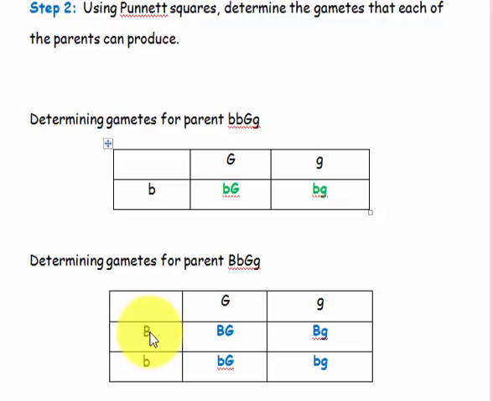An uppercase B and an uppercase G, for example, will give us an uppercase B, uppercase G gamete. Uppercase B and lowercase g will give us an uppercase B, lowercase g gamete. And lowercase b and uppercase G will give us a gamete of genotype lowercase b, uppercase G. And a lowercase b allele and a lowercase g allele will give us a gamete of genotype lowercase b, lowercase g.